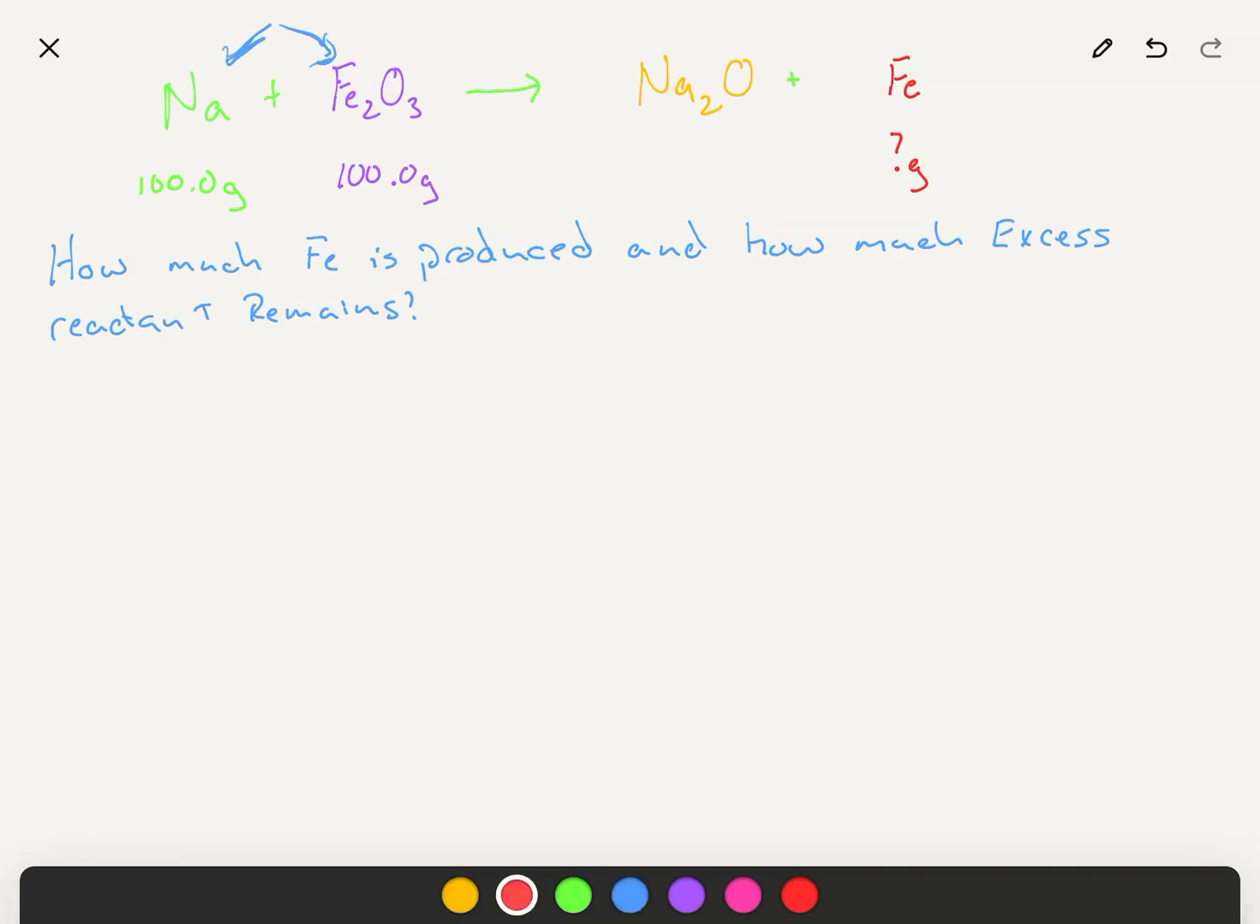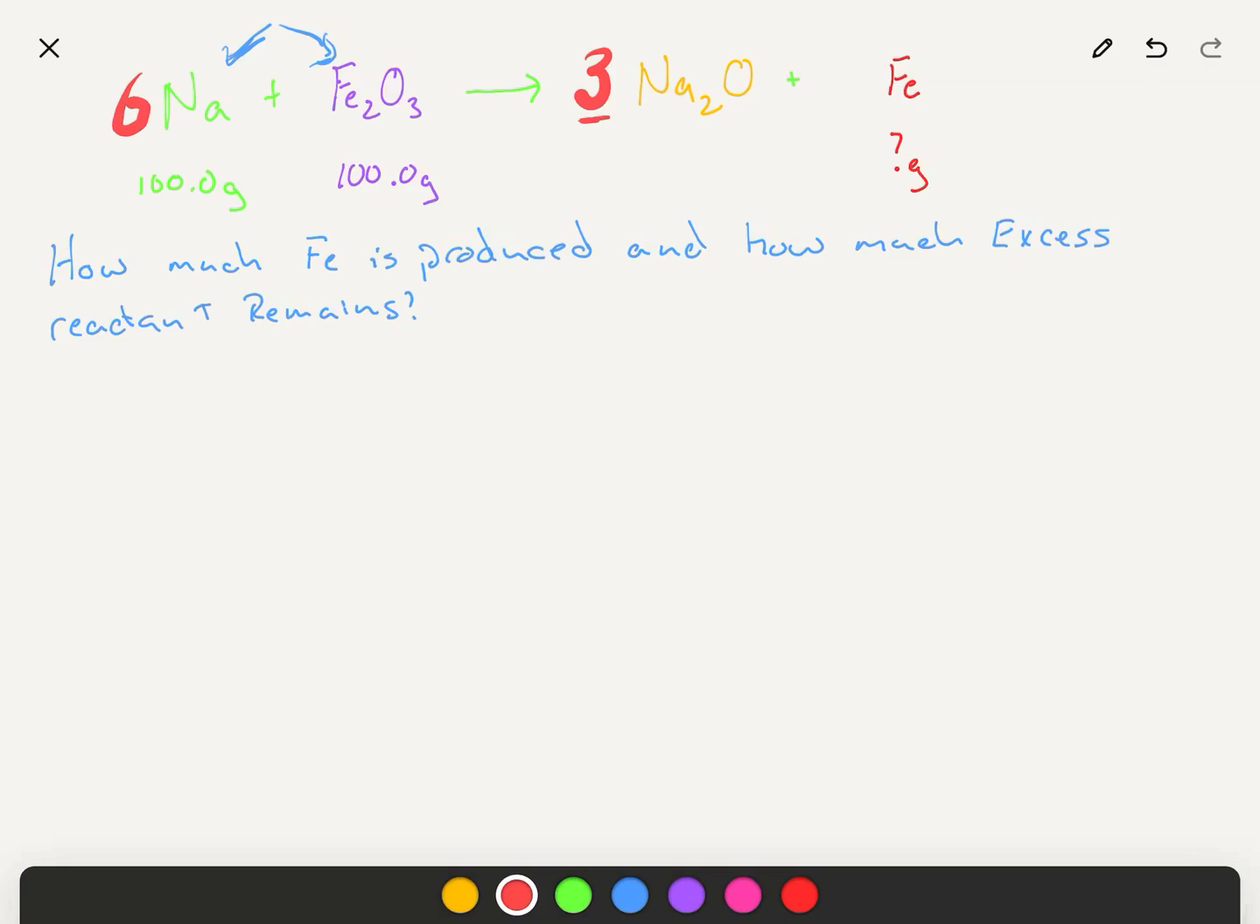Let's use this color for that. Let's see here. Oxygen is the only one that's in both compounds. Iron and sodium, we can adjust as necessary. So let's get our oxygens balanced. If we put a 3 here, we now have 3 oxygen on this side and 3 oxygen on that side. So 3 on both the left and the right. So we've got 6 sodium over here, 3 times 2, so we need a 6 here.